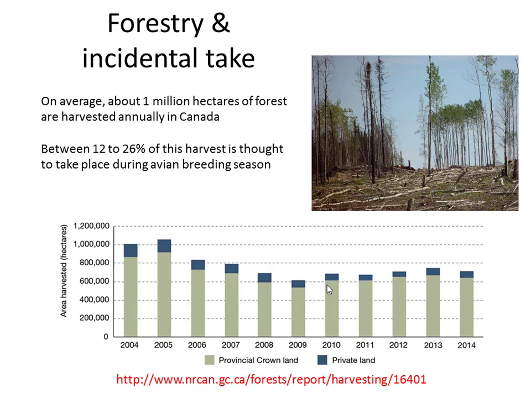So let's go to forestry. There's about 1 million hectares of forest harvested annually in Canada. It varies. And exactly how much of it is harvested in the summer, we don't really know. Somewhere between about 12 to 26%. And these just show us over time the amount of land that's being cleared.